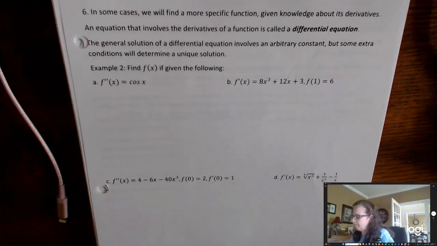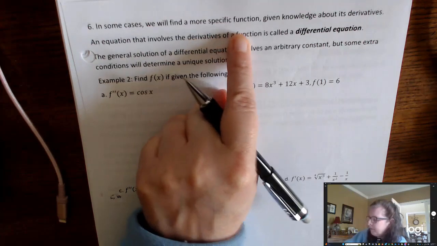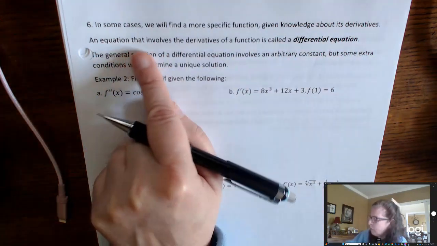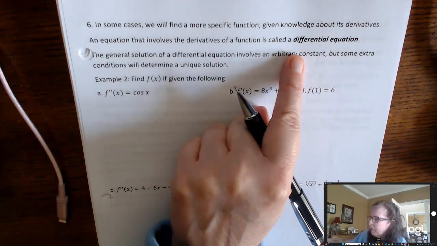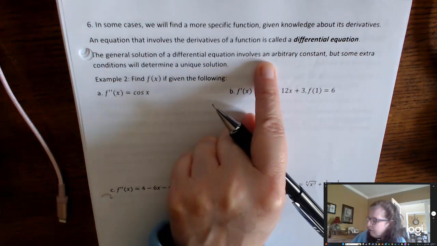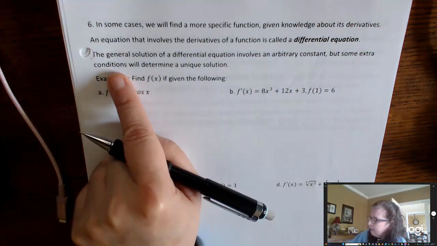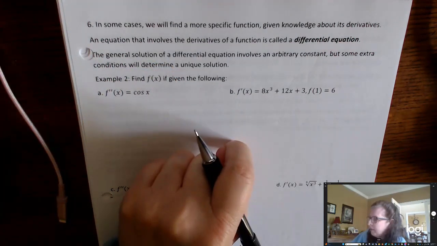Okay, so in some cases we're going to find a more specific function given knowledge about its derivatives. An equation that involves the derivatives of a function is called a differential equation. The general solution of a differential equation involves an arbitrary constant, plus c, but if you are given more information, you may be able to find that value of c.